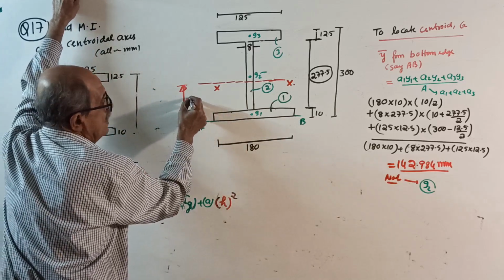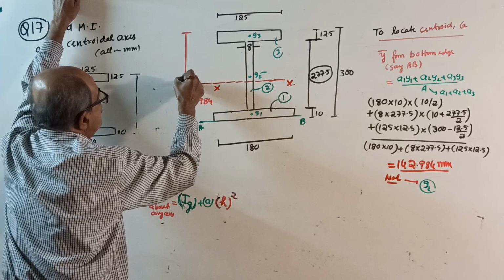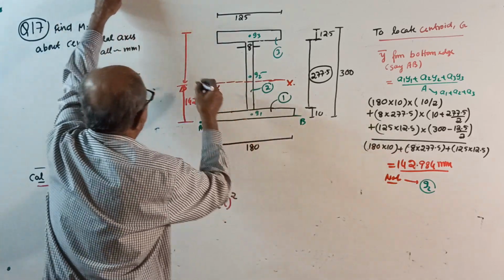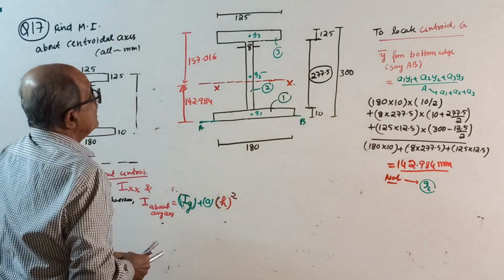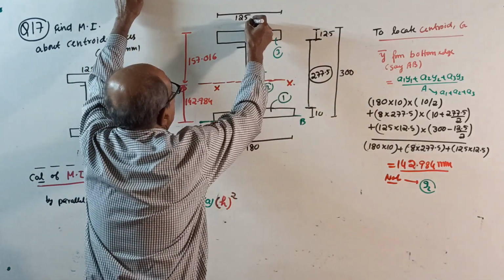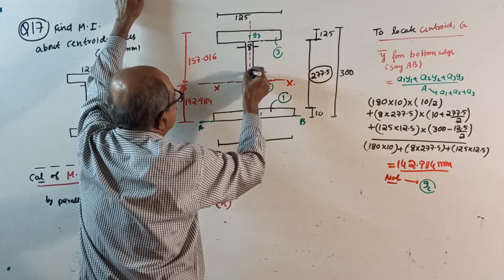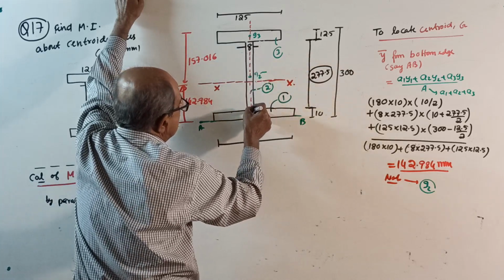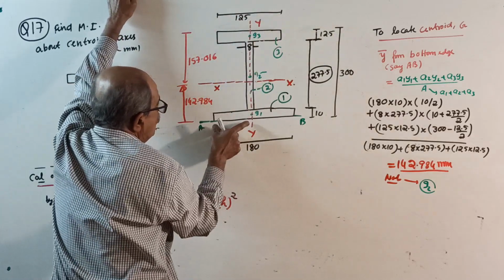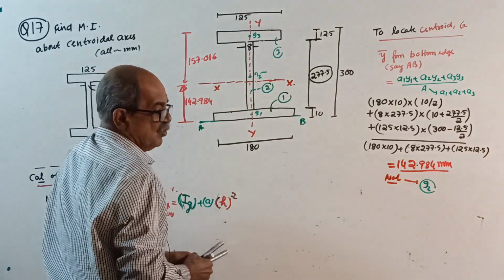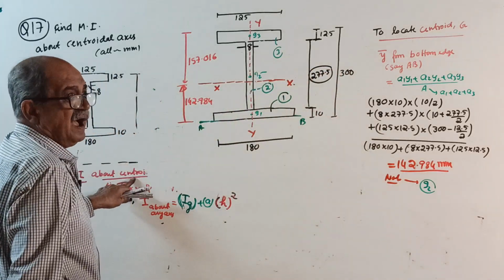This is 142.984. Then from the top edge to here will be 300 minus that, which is 157.016 from the top edge. Mark correctly. This is the x-axis. Now the y axis is marked directly without any calculation, passing through the centroid of each component. If you want, write here 125 by 2, 125 by 2, 180 by 2, 180 by 2. I don't want it. Okay, now start the moment of inertia calculation, Ixx and Iyy.